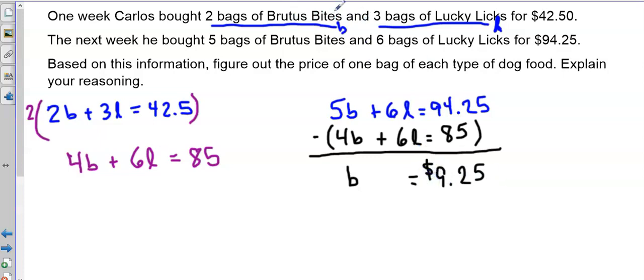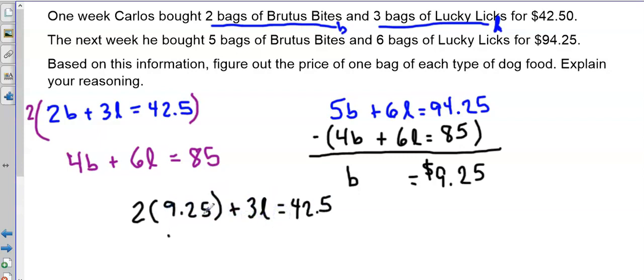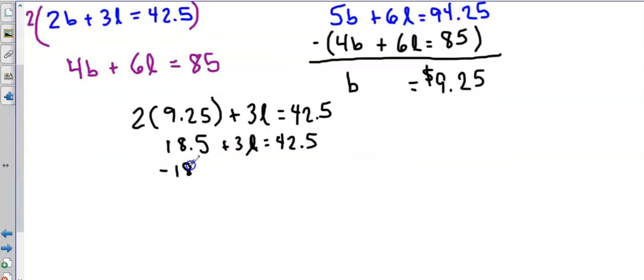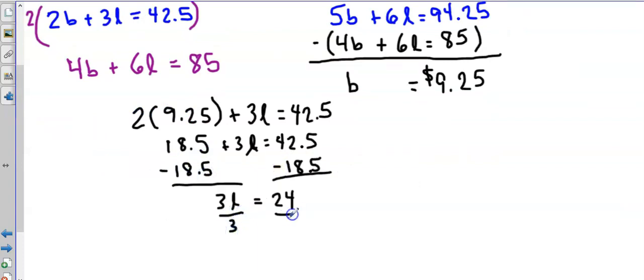$9.25. Now, if we want to find out how much a bag of Lucky Licks costs, we just need to substitute this into one of our equations. So I'm going to choose this one right here. 2 times 9.25 plus 3L equals 42.5. 2 times 9.25 is 18.5. Subtract 18.5 from both sides of the equation. Divide by 3 on both sides and find that one bag of Lucky Licks costs $8.